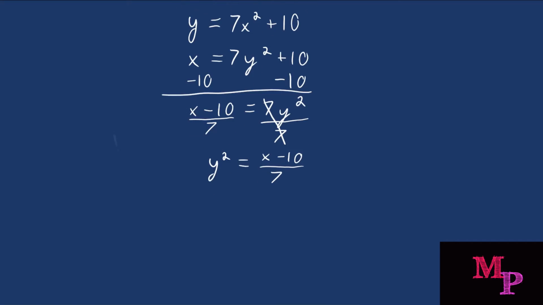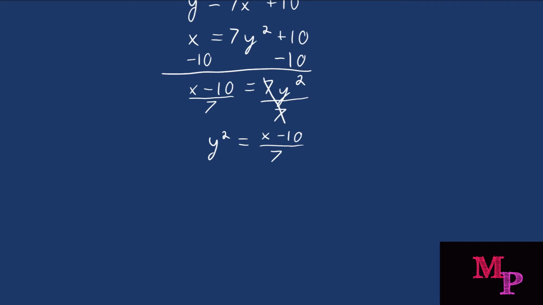And now you want to isolate for y squared. And the opposite of square is square root. So you want to go ahead and take the square root of both sides. So the square and the square root will cross out, and you'll be left with y is equal to the square root of x minus 10 over 7.